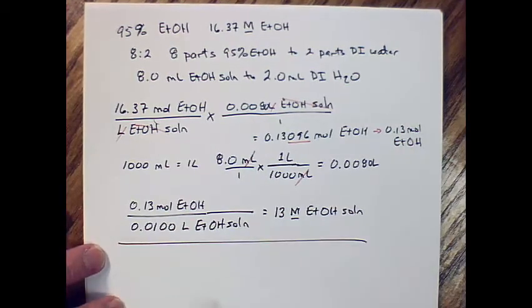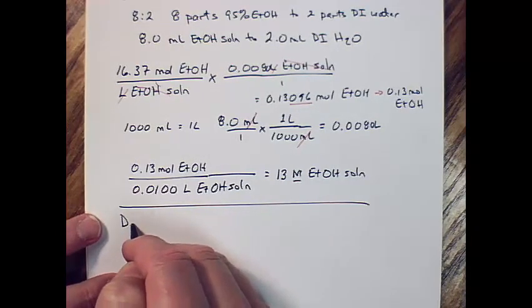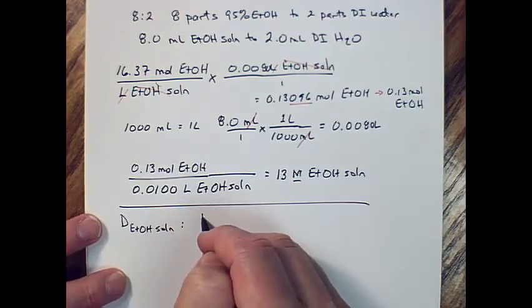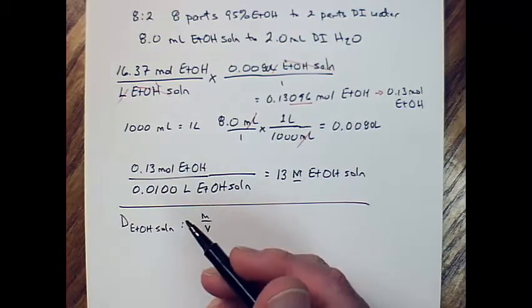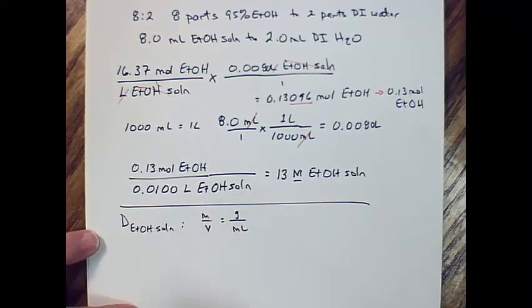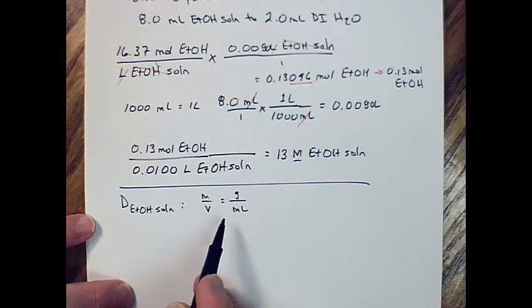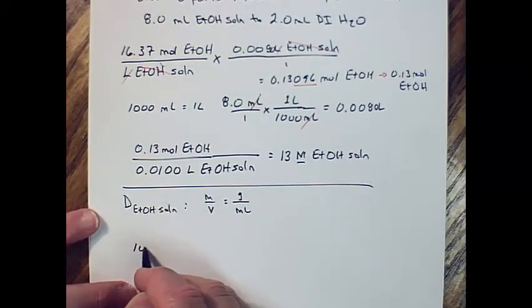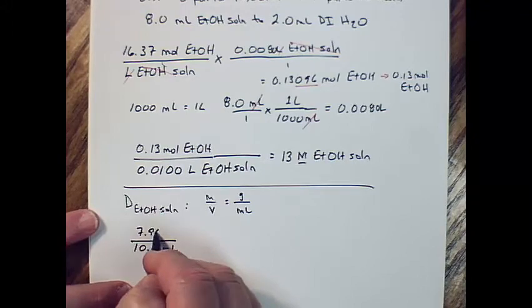Now, the density of our diluted ethanol solution is always determined by mass over volume. And most of the time when we're working with lab densities, we're using grams per milliliter. Okay? It was found that 10 milliliters of this solution had a mass of 7.90 grams.